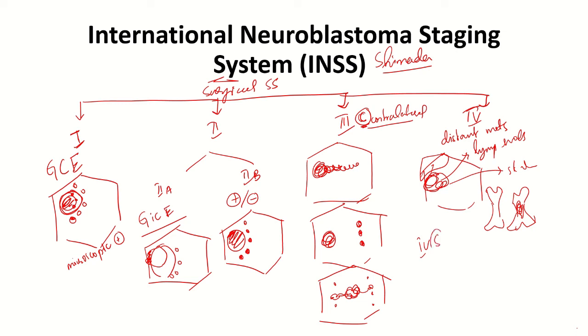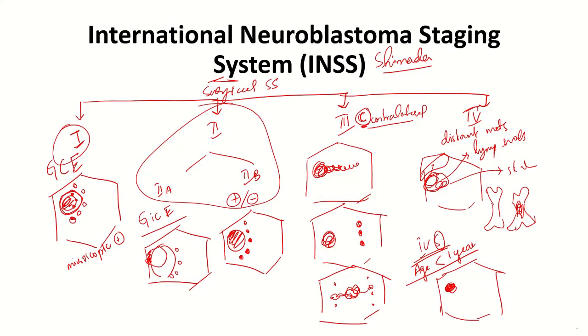4S is again a special category as seen in the previous staging system. This is seen in children with age less than 1 year, and the tumor is limited. There is limited spread of the tumor, that is like in stage 1 and stage 2A, 2B, but however there is limited distant mets. Again, this is also to the same three organs, that is bone marrow, liver, and skin. In bone marrow also there is limited spread and only less than 10% of the nucleated cells are blastomal cells. So that is the staging system of neuroblastoma.